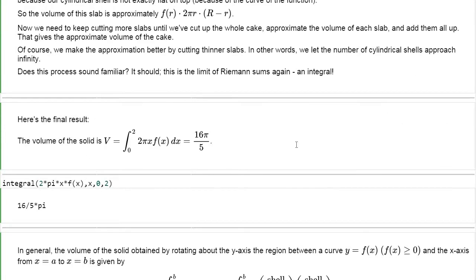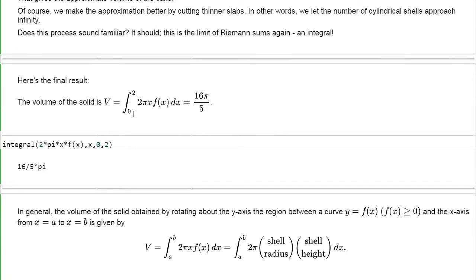I changed the order a little bit, just because I felt like it, I guess. So in my particular example, the x values range from 0 to 2, and so we get 2 pi times the radius, that's the circumference, and then f of x is the height, and then dx is sort of like the thickness. Okay, and there's the answer. I did it in Sage, 16 pi over 5. That's the volume of that little bundt cake thing.